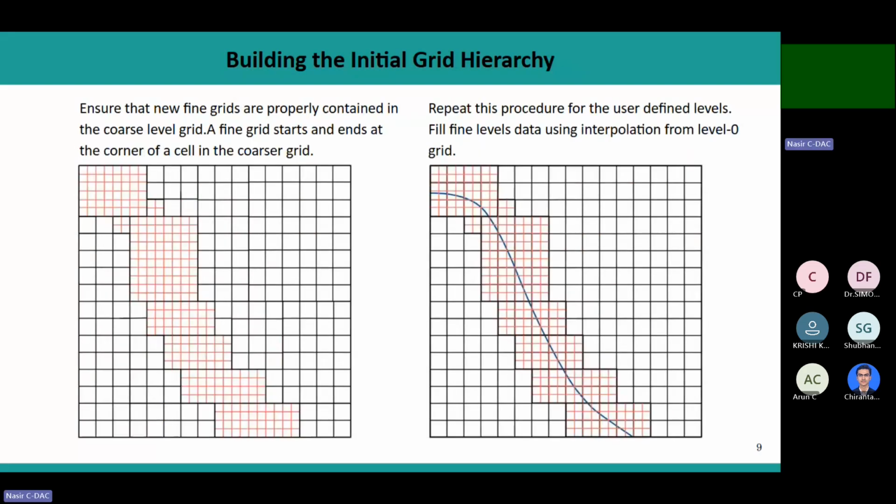The threshold is the gradient. In our case, I choose the gradient, not P, the gradient of phi. Greater than 0.1.